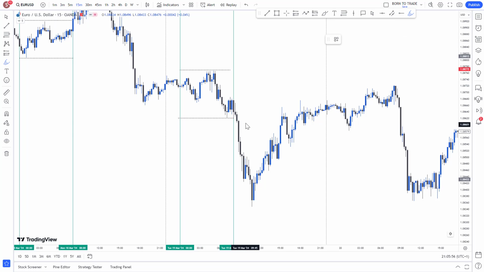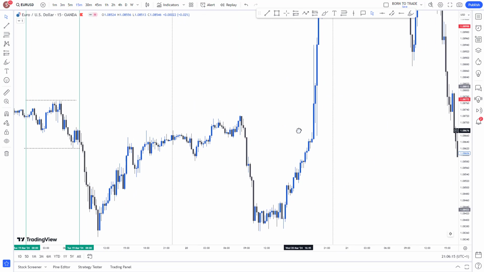And what we see right here is that price retraced to the downside, very deep to the downside. We had a shift before the reversal. So for me, this is a failed setup. If you're looking at this, I don't think you would have gotten the entry because the pullback was very deep. So for me, this is a failed setup. Now let's go to the next day and see what we have there.